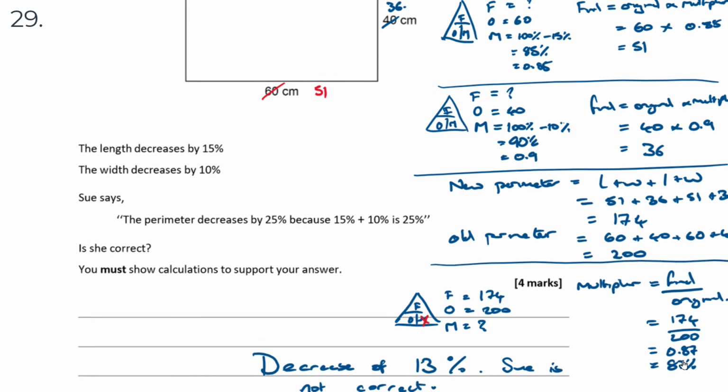So there's various other ways that you could have done that. You could compare all sorts of different things. You could have worked out what 25% of 200 was and compare it with the 174 that we found. But my way is just as good as any other. As long as you're comparing two comparable things and coming to the conclusion that Sue is wrong, then you're going to get the final mark for that. All right, let's move on.